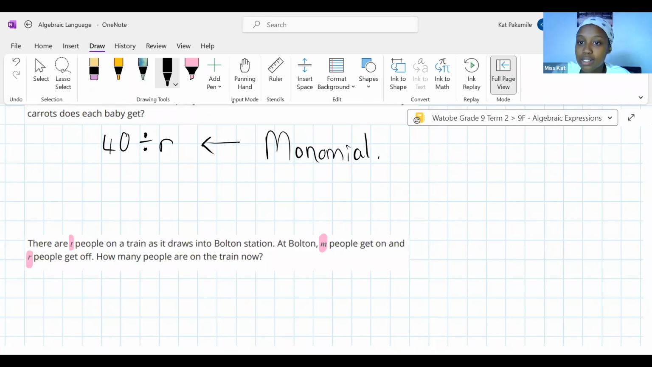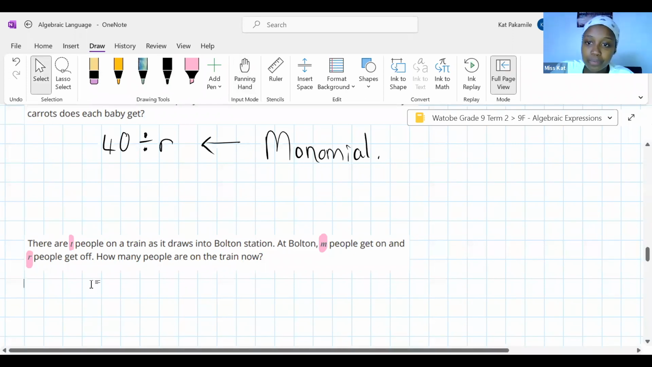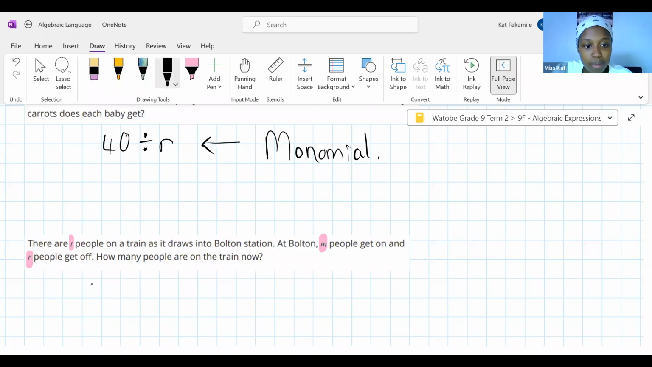Let me know in the chat, guys. T plus M minus R, it seems like we all agree. So if originally we had T people, M people get on and R get off. So you're going to add M because they are going on the train. It's increasing the number of people on the train, and then you subtract R because that's how many got off. And yes, thank you, Tando. This would be a trinomial.